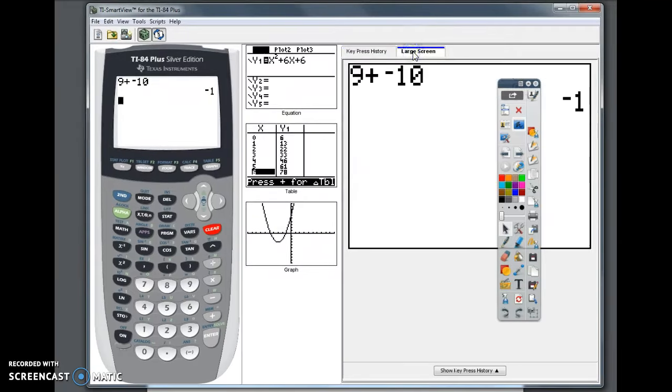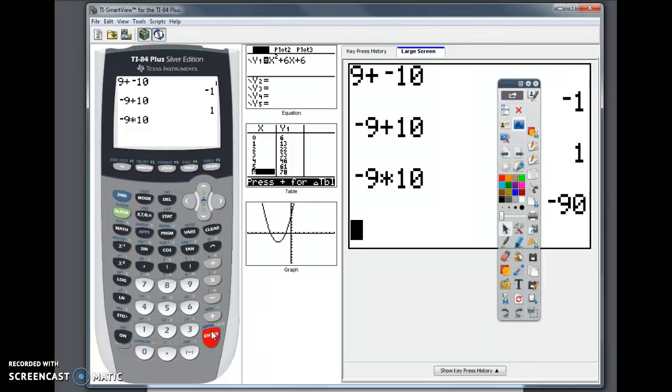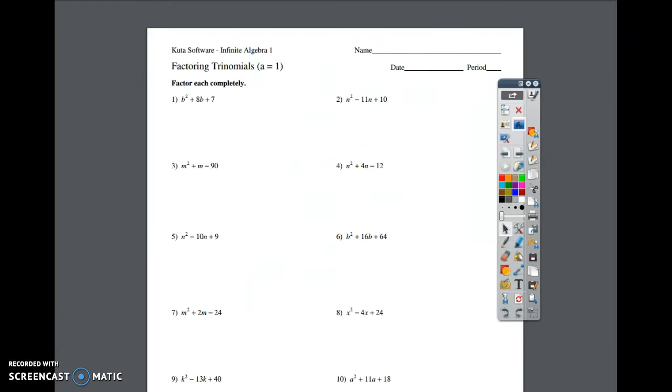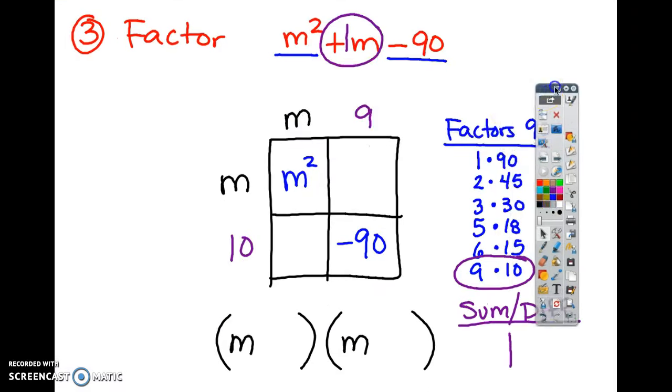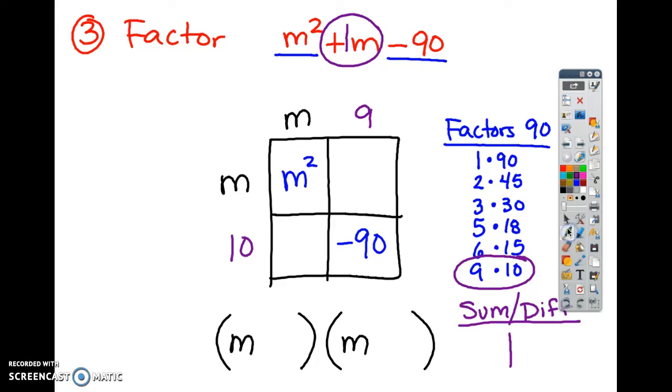Okay, so if I do negative 9 plus positive 10, that one gives me the positive 1, so that's the one that I need. And when you multiply both of those, negative 9 times positive 10, it gives you that negative 90 that you needed. So then we would make the 9 negative and the 10 positive. And let's finish it out.